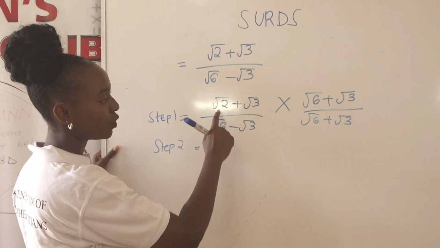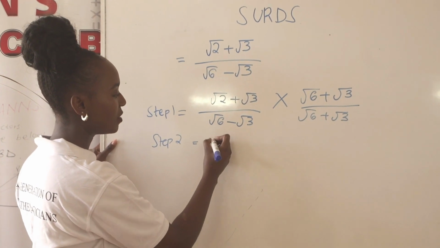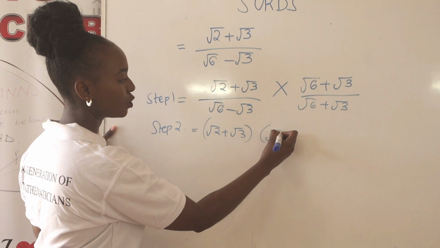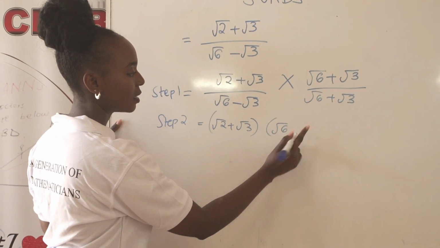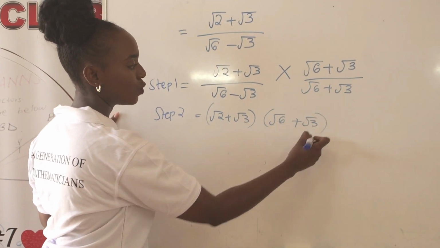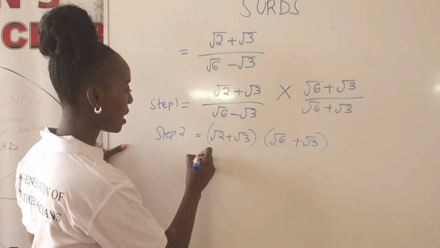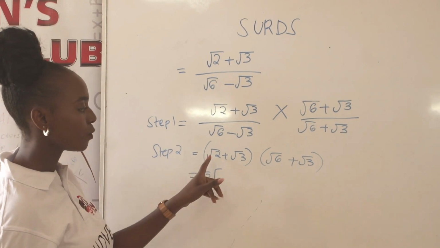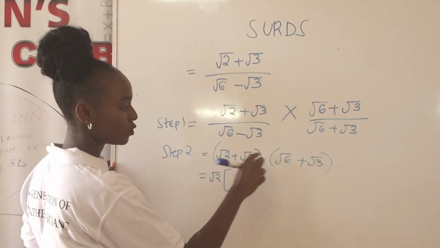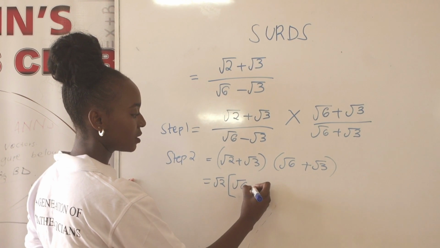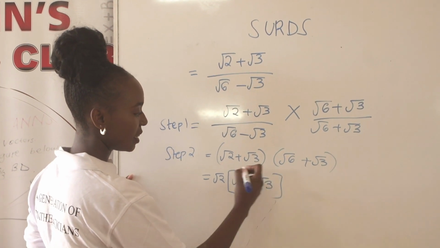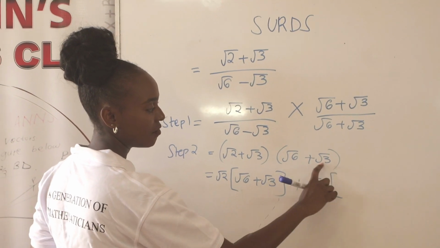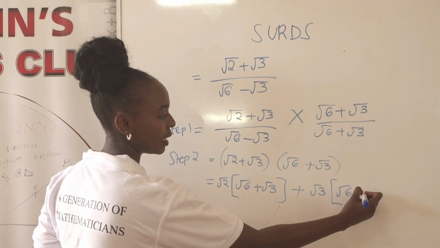Okay, so when we go to step 2, I would urge you to work on the numerator. So on the numerator you have root 2 plus root 3 multiplied by root of 6 plus root of 3. So work that separate. So this becomes root of 2. Remember, I have taught you in our previous videos how to multiply such. You take root of 2, you multiply by this side, root of 6 plus root of 3. Then you add this root of 3, multiply again with everything on this side, root of 6 plus root of 3.